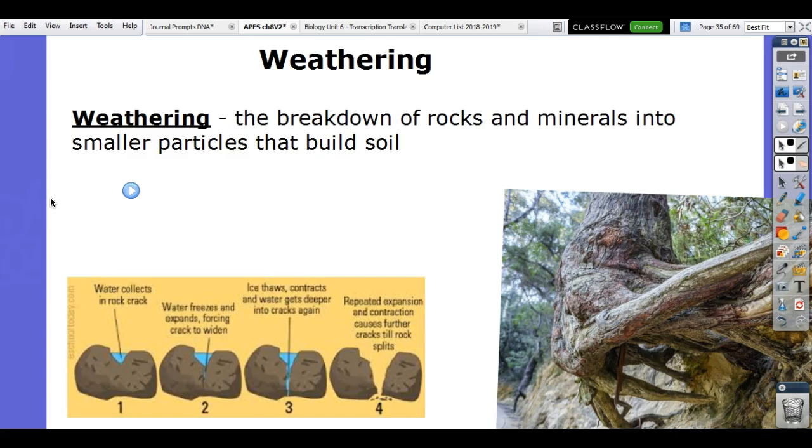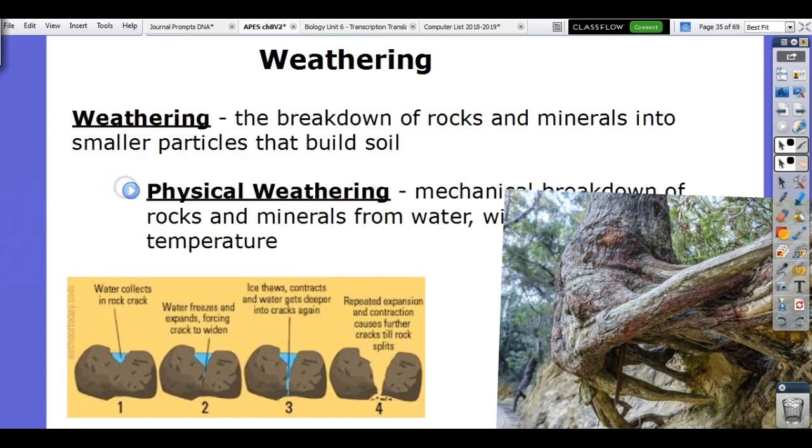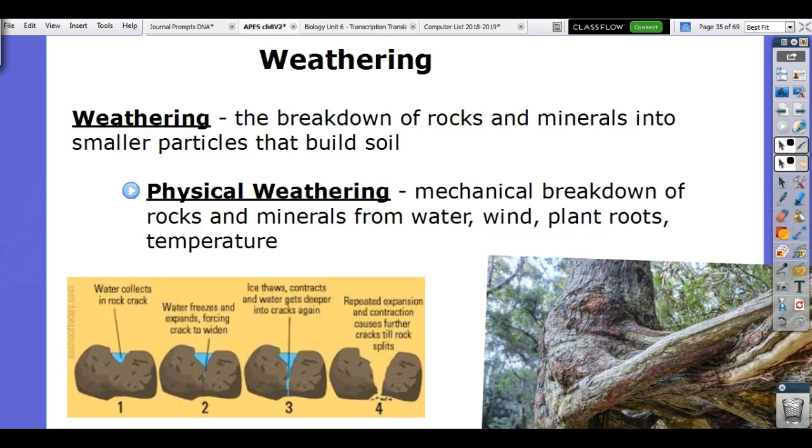So we have two types of weathering. Just like chemical reactions, we have physical change and chemical change. We have physical weathering and chemical weathering. Physical weathering is literally if we just take the rocks and break them apart just using force, whether it's the force of wind or water or plant roots. It's literally just force. It's not involving any chemicals.